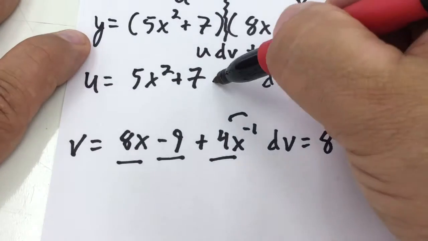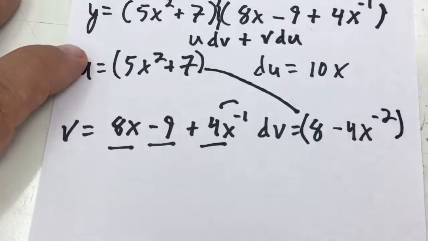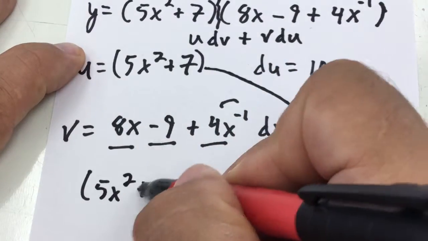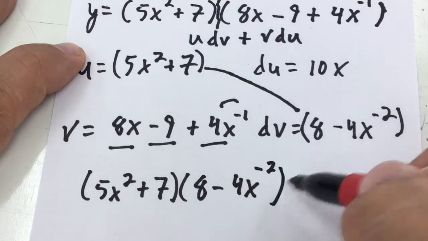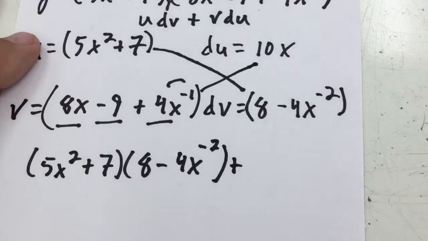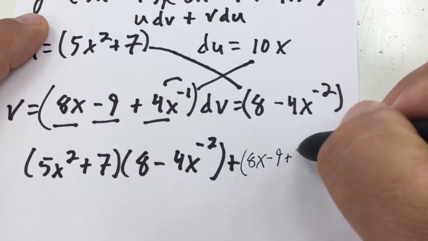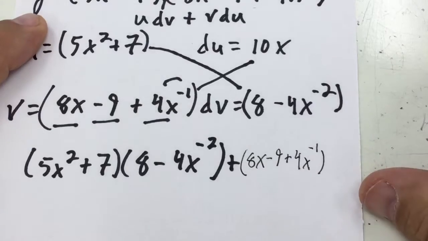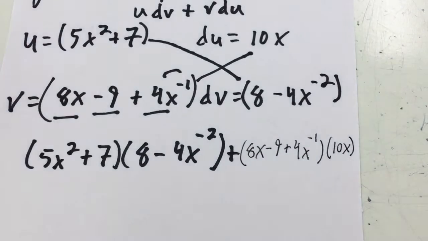So I'm going to take the u and multiply it times the dv. This value times this value. Or some people just say crisscross applesauce. I don't know why. So 5x squared plus 7 times 8 minus 4x to the negative 2 plus v du. I don't know if I can fit this. 8x minus 9 plus 4x to the negative 1 times 10x. We don't have to simplify it or anything like that. Just leave it like that.